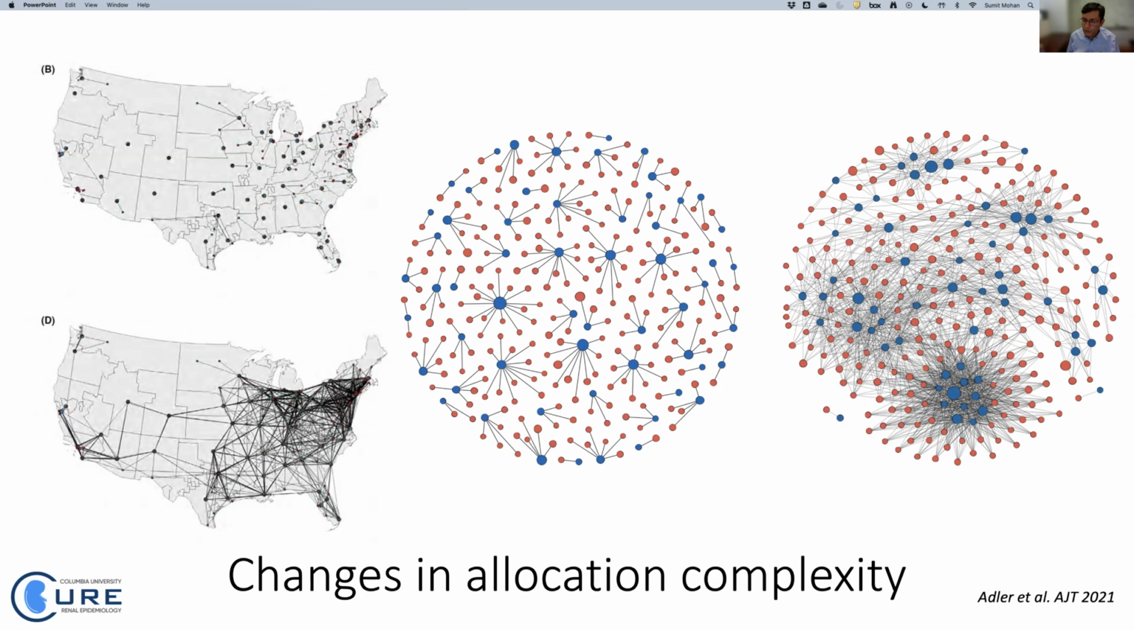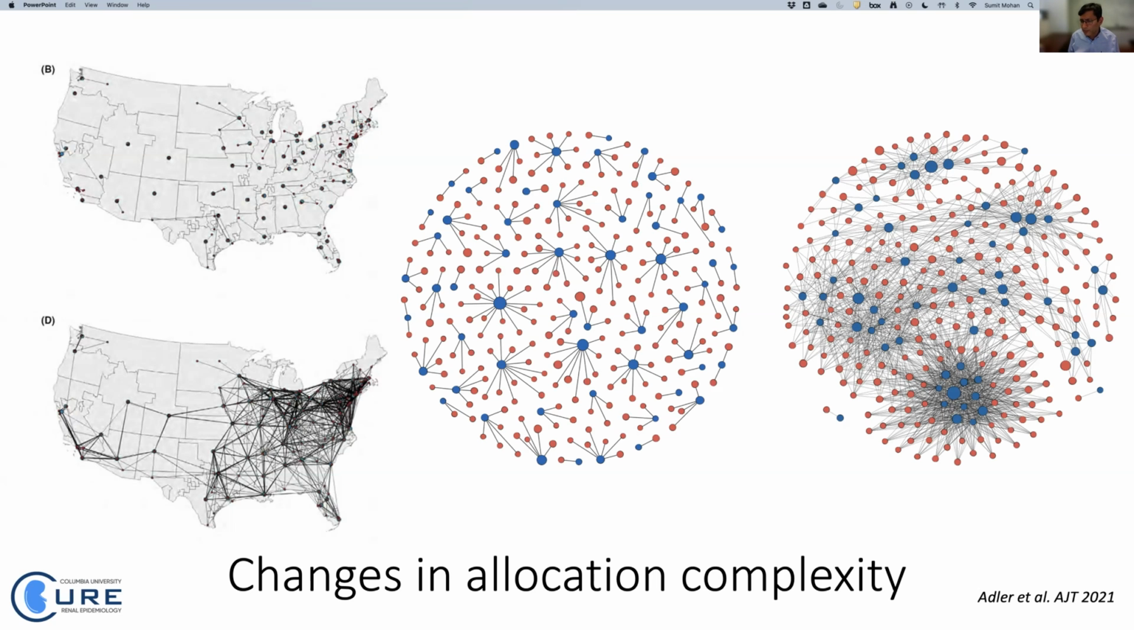You knew who you were talking to, you could figure it out. In the new system, you can see the connections yourself, right? It's all over. People are connected to multiple other OPOs. OPOs are connected to a much larger number of transplant centers. The complexity has dramatically increased.